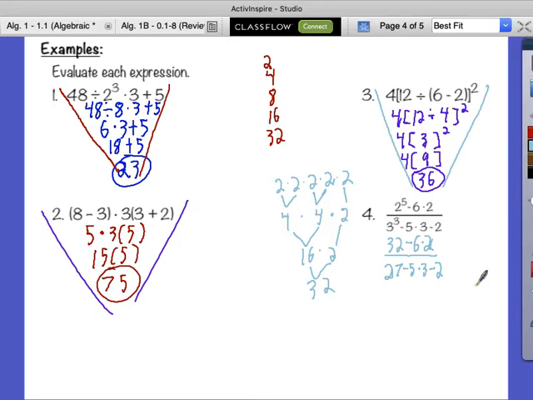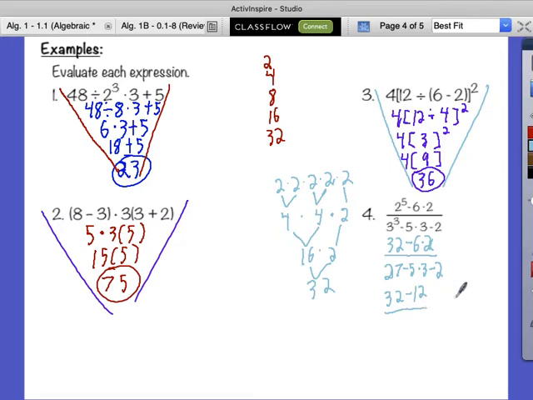So now we turn our attention to the top again, 32 minus 6 times 2. What are we going to do next here? Abby? Okay, what operations do we see here? Just 6 times 2. We would do 6 times 2, very good. We do multiplication before subtraction. And what is 6 times 2? 12. So you have 32 minus 12 on the top.